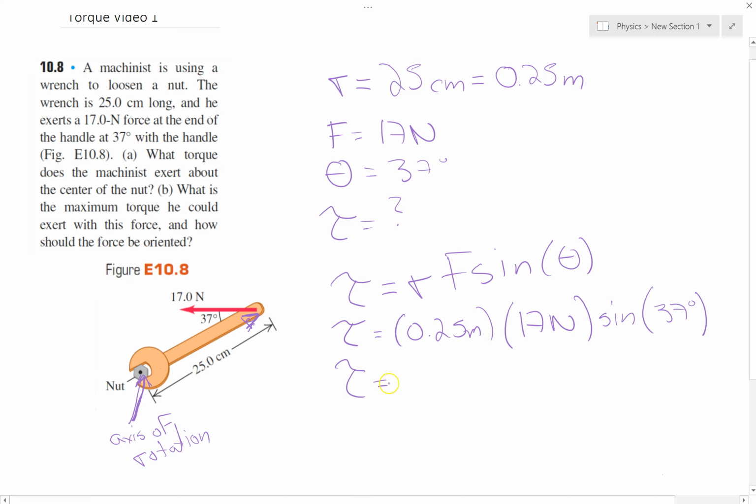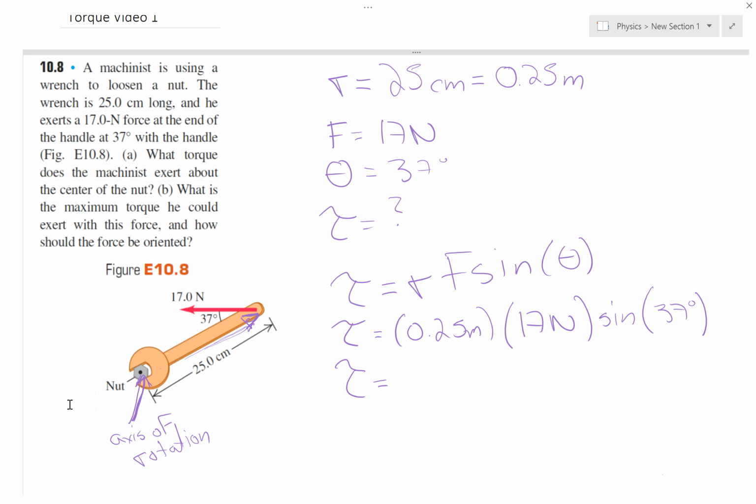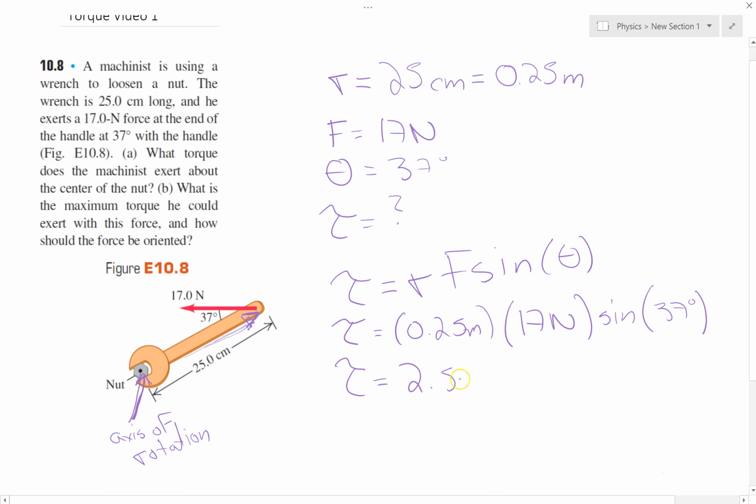So we can plug all of this legitimately ugly stuff in the calculator, and what we're going to end up getting is something close to 2.557. So we can round that to about 2.56 Newton meters.